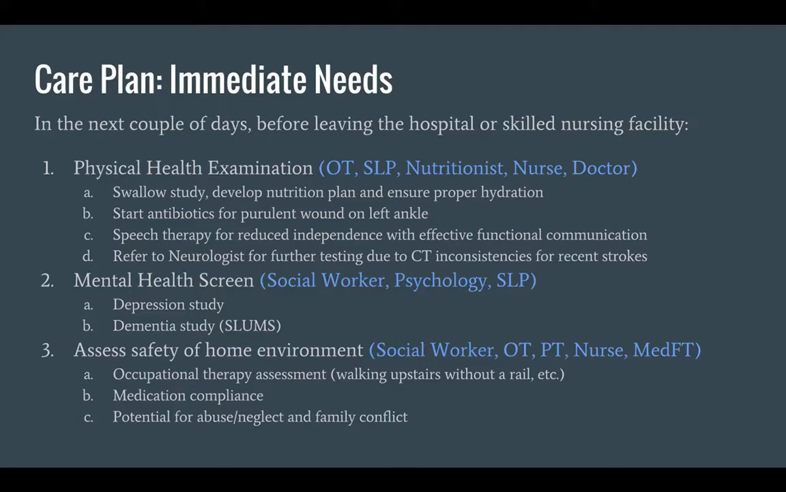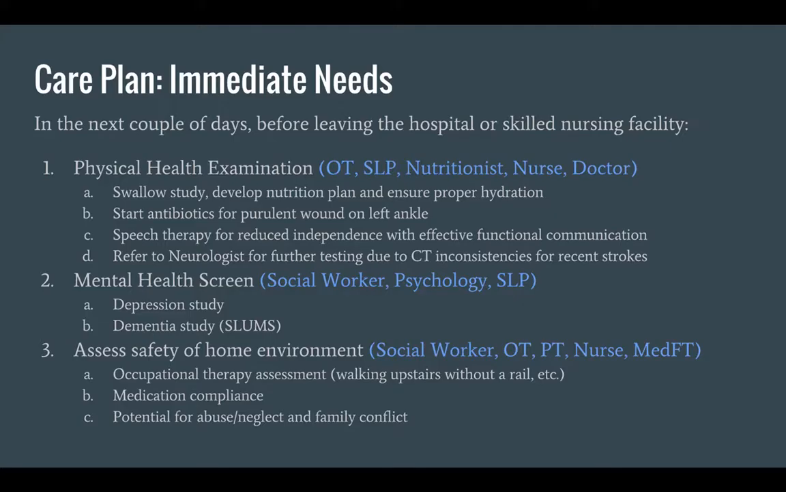So the physical health examination would involve doing a swallow study, developing a nutrition plan, and ensuring proper hydration. We would also like to continue administering antibiotics and monitoring the wound on her left ankle, which is one of the reasons why she was initially brought to the hospital. We would like to involve speech therapy, because currently she's having some issues with reduced independence with effective functional communication. And finally, we would like to get another neurological consult for further testing due to CT inconsistencies for recent strokes, just to be absolutely sure that she did not have a stroke and that's not one of the issues that we need to address before she leaves the hospital. We would hate to send her home if she's having strokes. The second part here is the mental health screen.